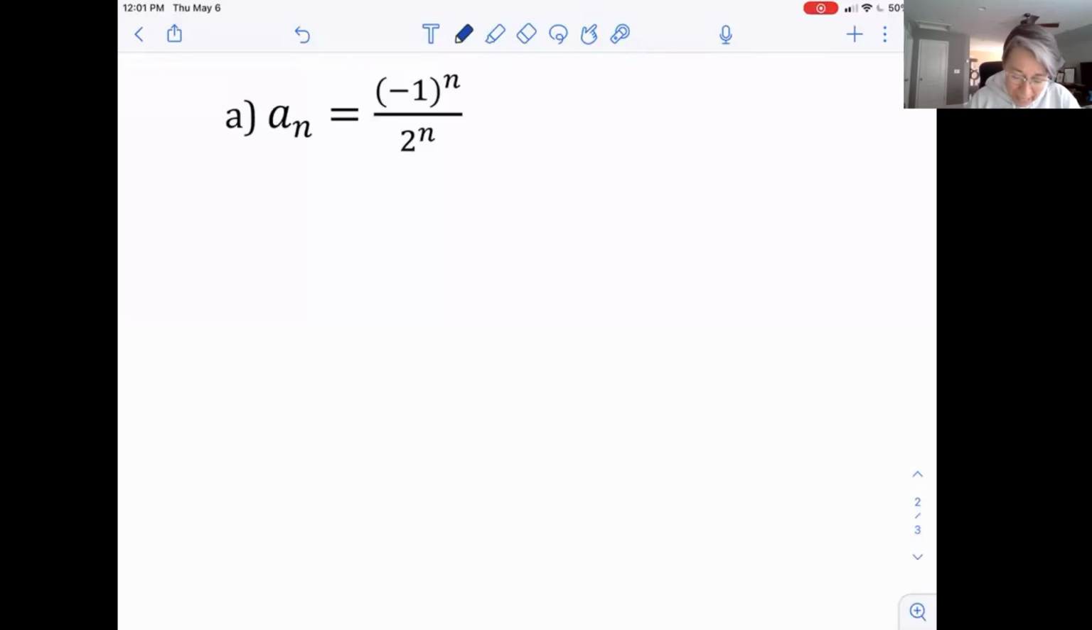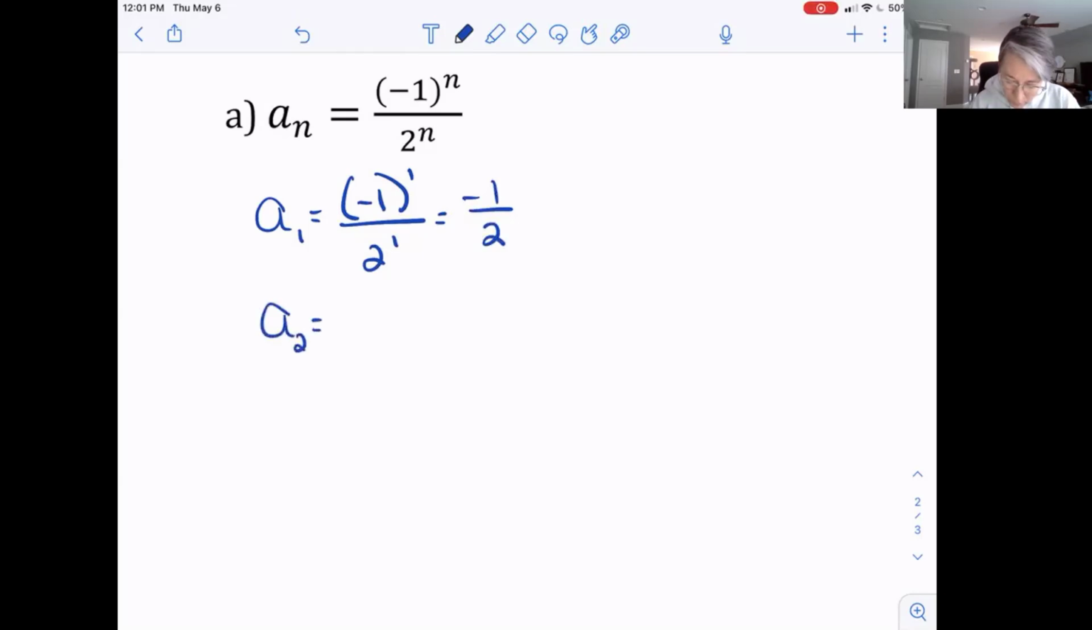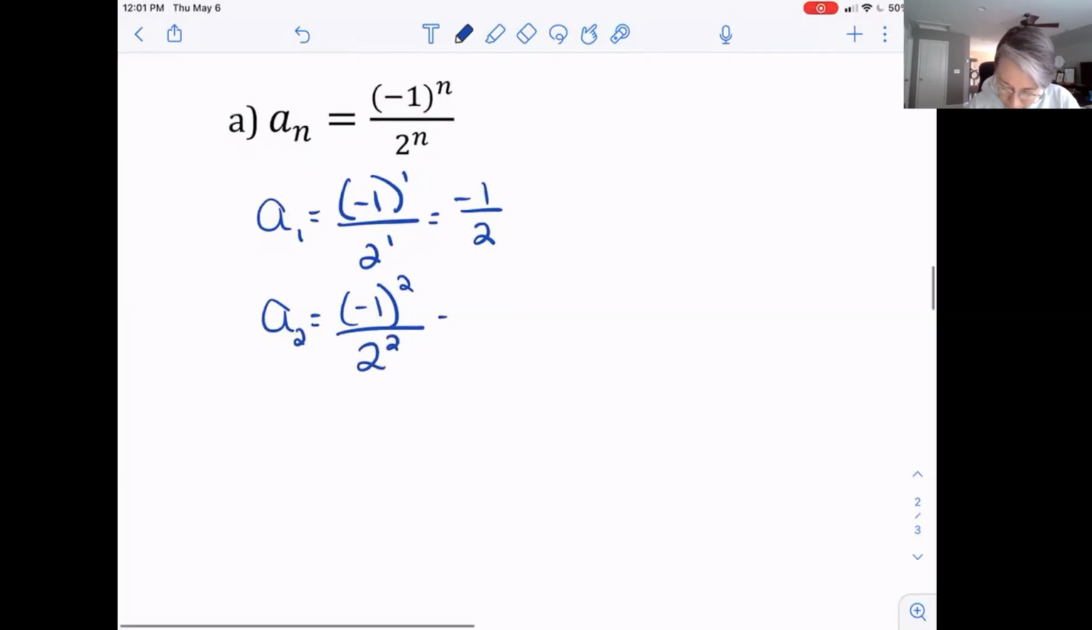So for example A, in order to find the first term, we plug in 1 everywhere there's an n. It's a plug and chug. So our first term is -1/2. Our second term, we plug in a 2 for n, and we get a positive 1/4. Plug in a 3 for n, we get -1/8.